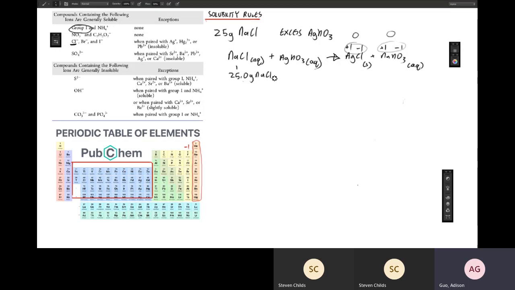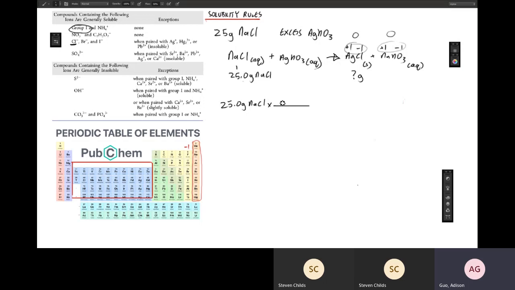Right. So we have 25.0 grams of this sodium chloride. The question is, how many grams of silver chloride can we make from this? So what you do is you start with your given. You have your 25.0 grams of NaCl. Now you're going to have to do this step because you want your grams to turn into moles, so you can do a mole to mole conversion.